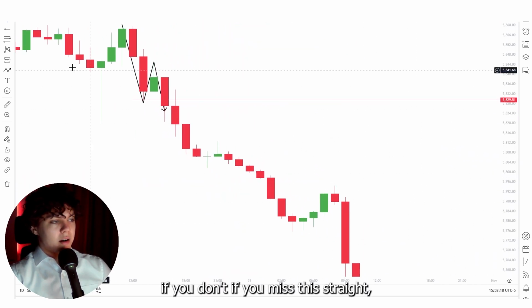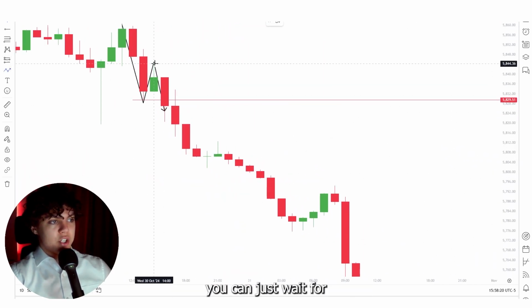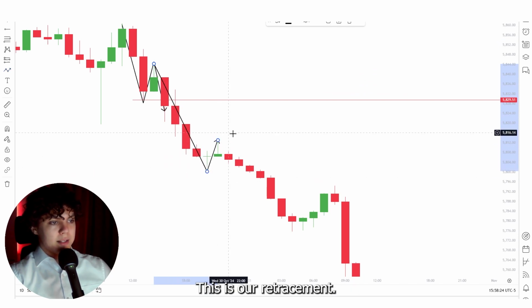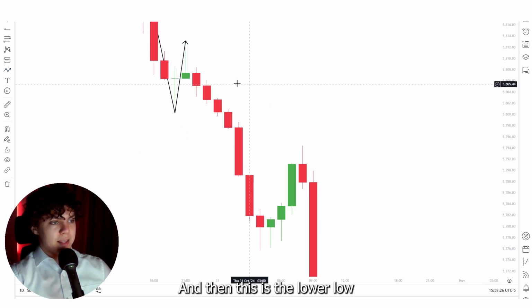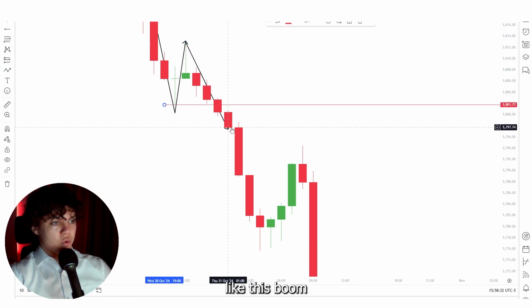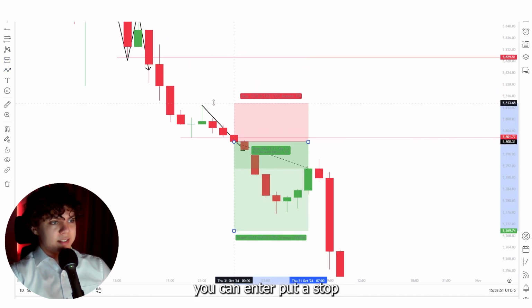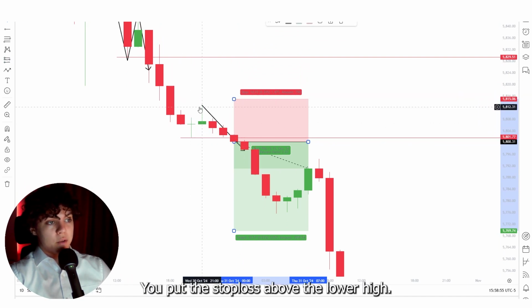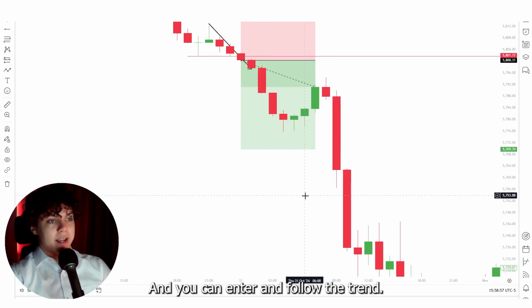And if you miss this trade, you can just wait for another retracement. As you can see, these are lower low, lower high. This is our retracement, the smaller move, and then this is the lower low. And when it breaks structure like this, boom, right here, you can enter. Put the stop loss above the retracement. So lower low, lower high, you put the stop loss above the lower high, and you can enter and follow the trend.